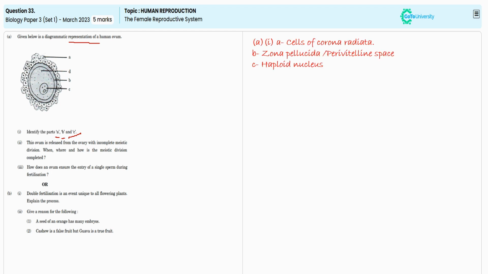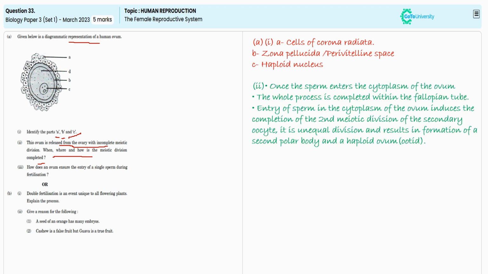In the second sub-question of this main question, they are asking us to explain, when the ovum is released from the ovary with incomplete meiotic division, when, where and how is the meiotic division completed. For this, we need to explain that if the sperm enters the female fallopian tube and interacts with the secondary oocyte or immature egg, immediately meiosis 2 is completed so that you get a mature ovum. That is in a position to become a zygote, more appropriately for developing embryogenesis. For this narration, you will be getting another 1.5 marks.